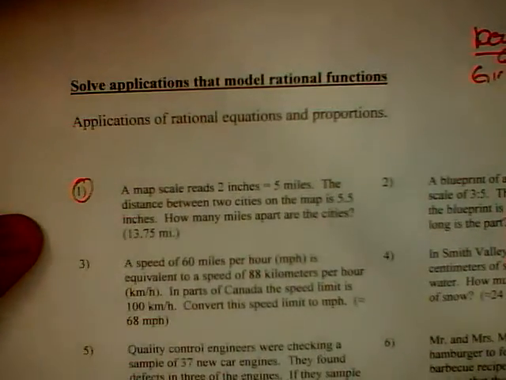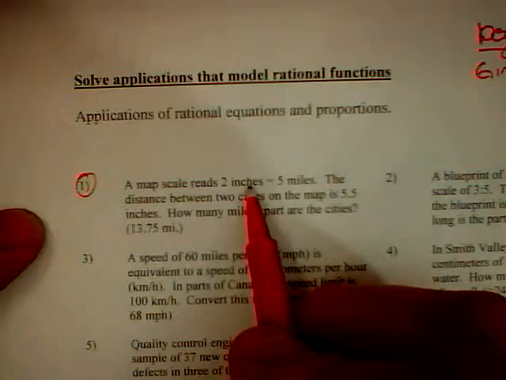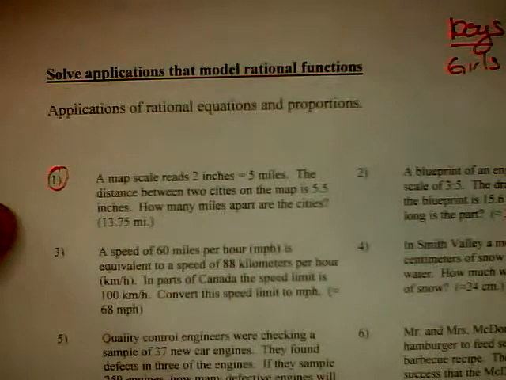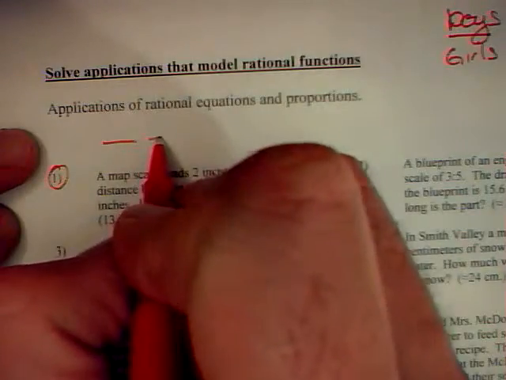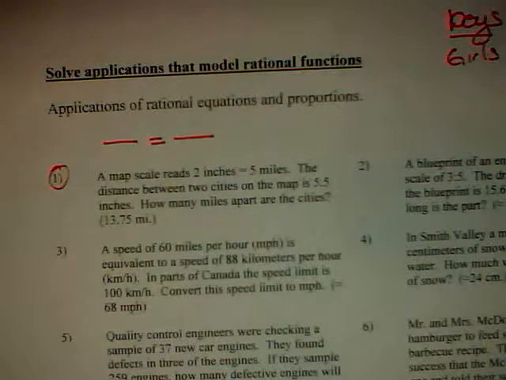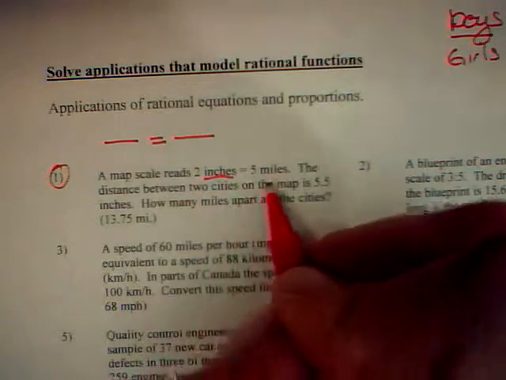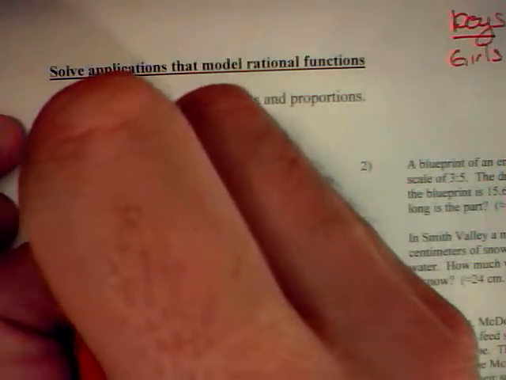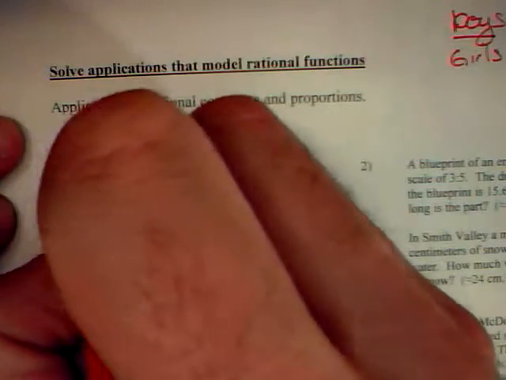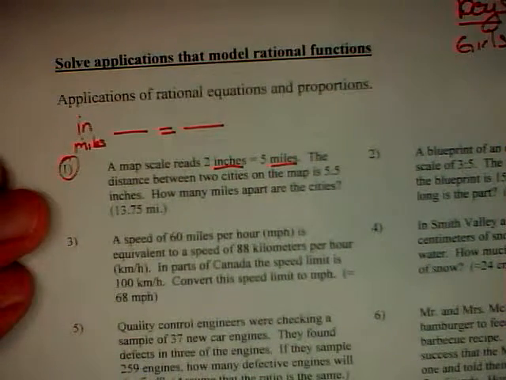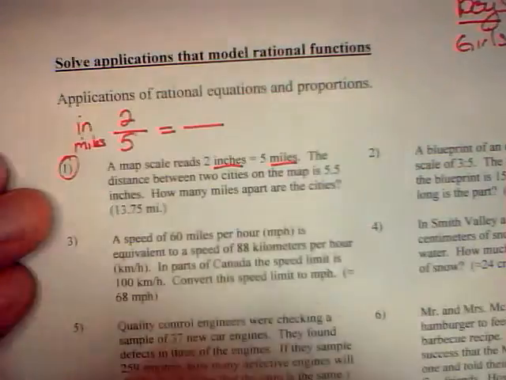Okay, so you need to keep that in mind as you're setting up these problems. In problem number one, they say a map scale reads 2 inches equals 5 miles. The distance between the two cities on the map is 5.5 inches. How many miles apart are the cities? So we just want to set up a basic proportion here. Notice that the two values we have are inches and miles. So I'm going to let inches be in the numerator and miles be in the denominator. So for 2 inches, I have 5 miles.